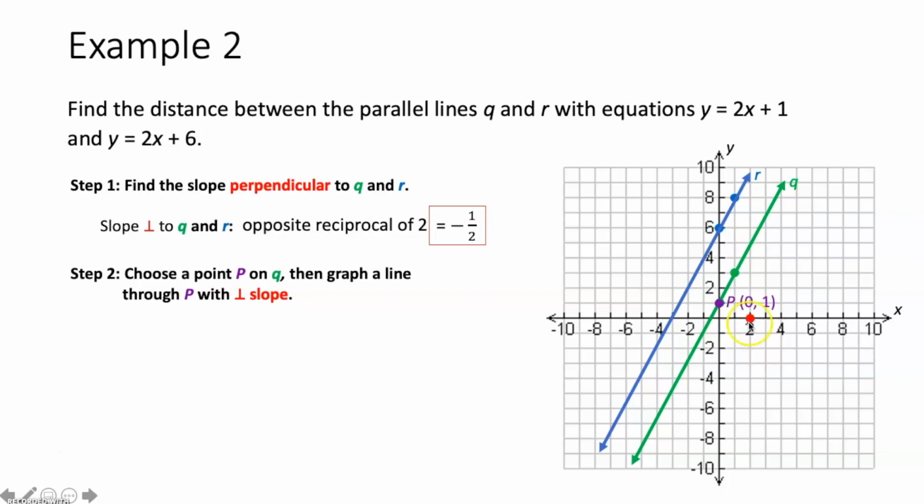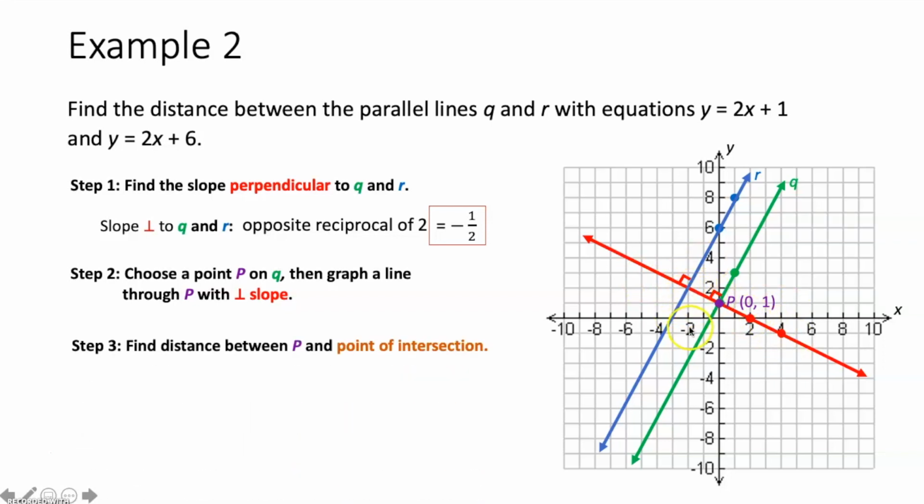We put a point down 1, to the right 2. Put a point. We then draw a line going through those points, and we have created a line that is perpendicular to lines Q and R and passes through our chosen point P. We can now find the intersection between this perpendicular line and line R.